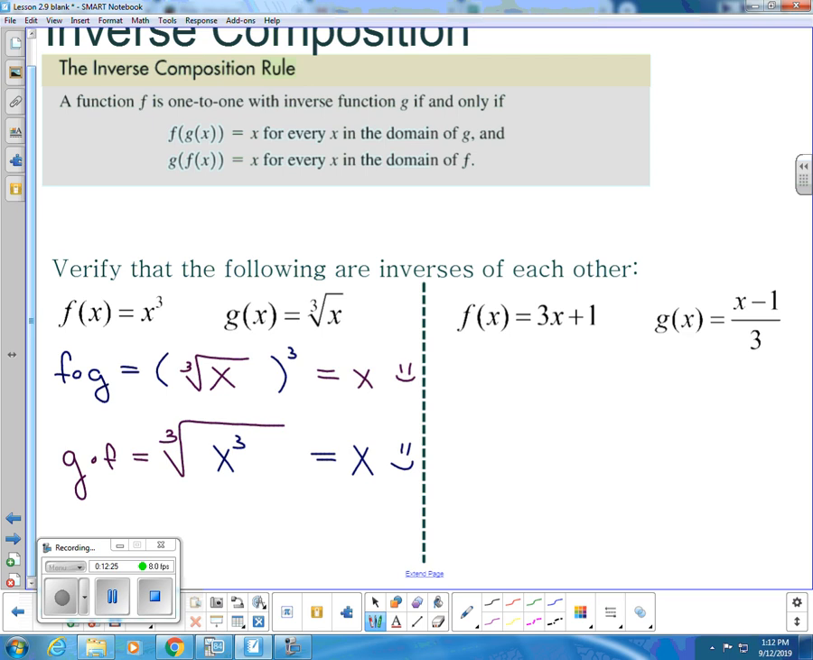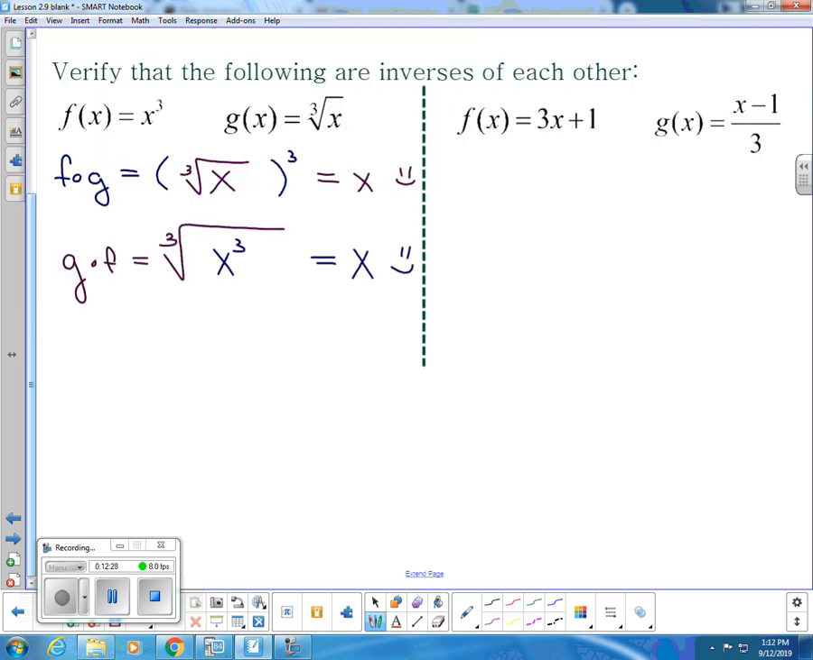Okay, let's try this guy. Same idea. F of g. Now there's a couple ways you can get to the next step.